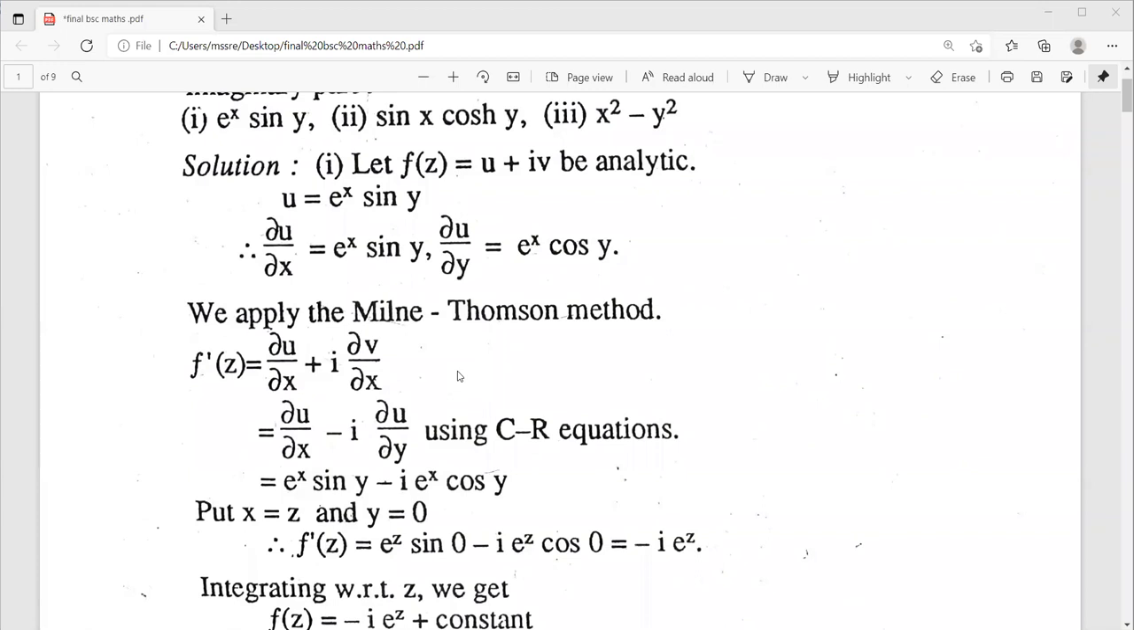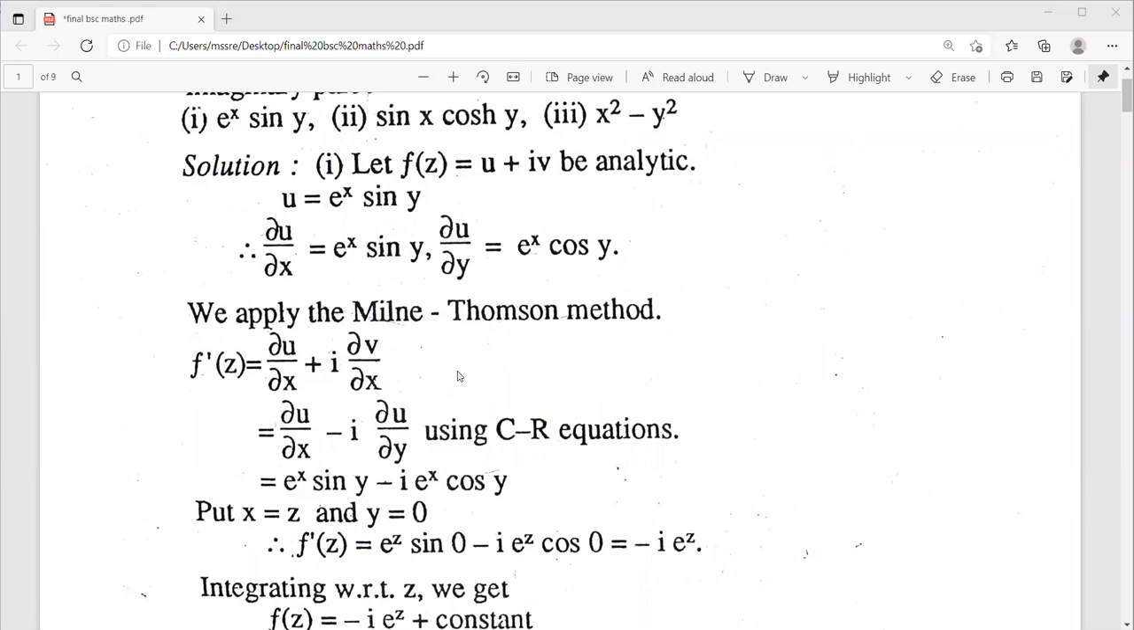Next, what is delta u by delta x? That is e raised to x sin y. What is delta u by delta y? That is e raised to x cos y. So I will get e raised to x sin y minus I into e raised to x cos y. In the Milne-Thomson method, you have to put x equals z and y equals 0.